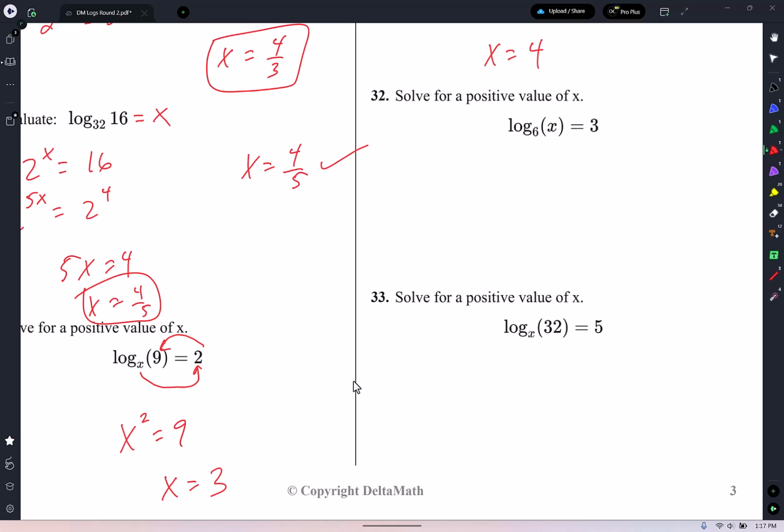2 more, and then we're done, and we'll set you loose, guys. 6 to the power 3 equals x. Oh, so those are the easy ones. 6 times 6 is 36. 36 times 6, 216.